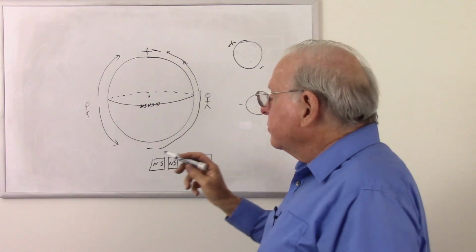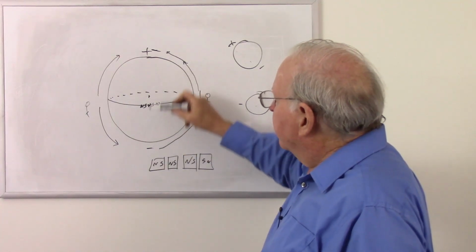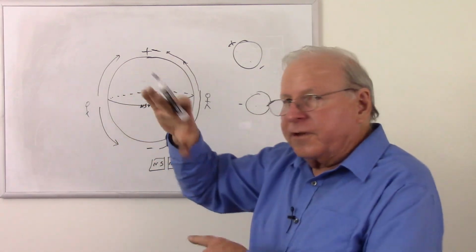And of course, if we flip it over, so this is positive and that's negative, then the magnetic field flips with it.